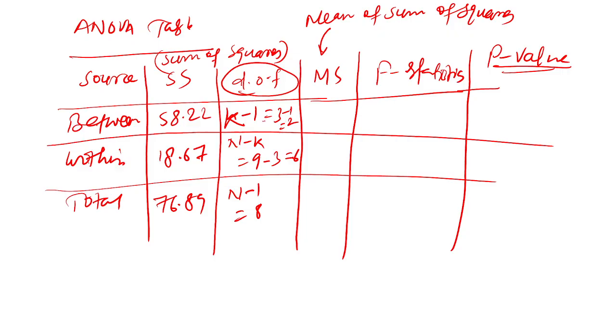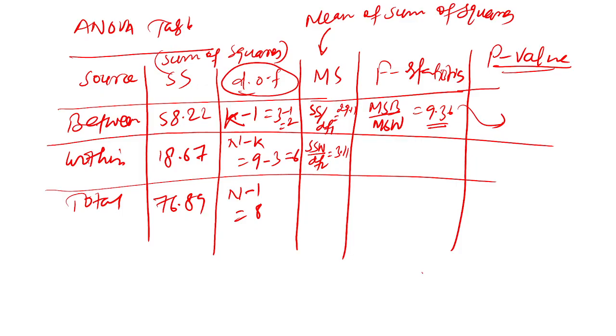Okay, then MS value. MS will be SS by degree of freedom. For the first, how much we have? 29.11. Then SSW by df2. How much we have? 18.67 by 6, 3.11. Then F is equal to MSB by MSW. How much came? 9.36. So this is the value of the statistic.